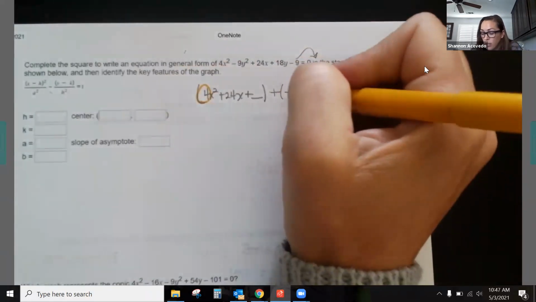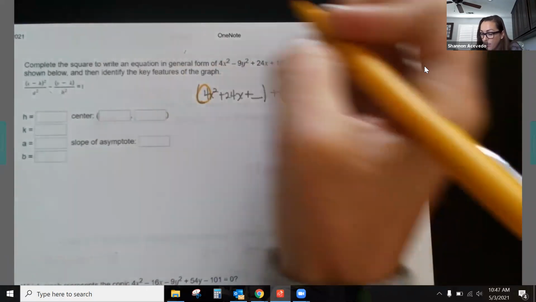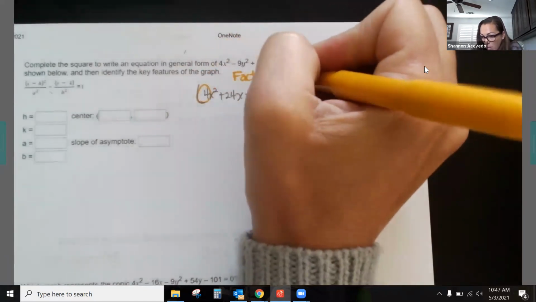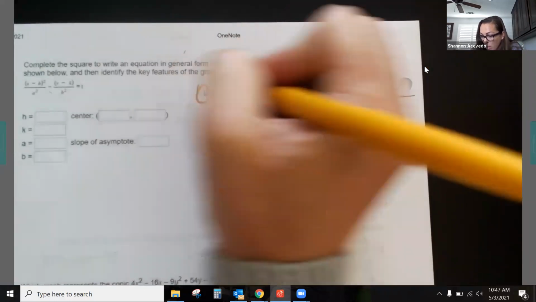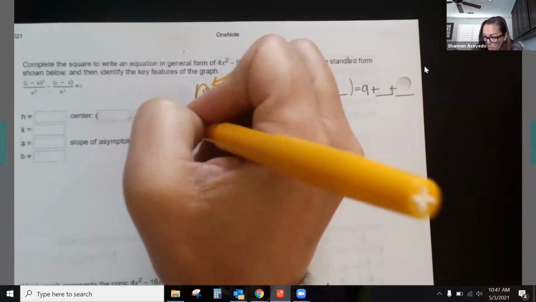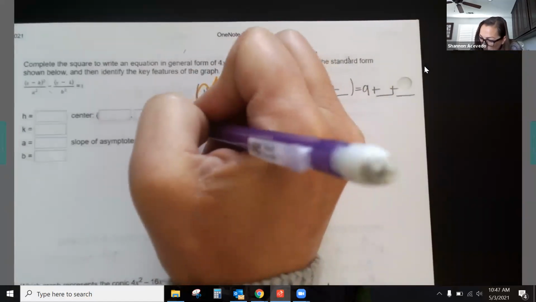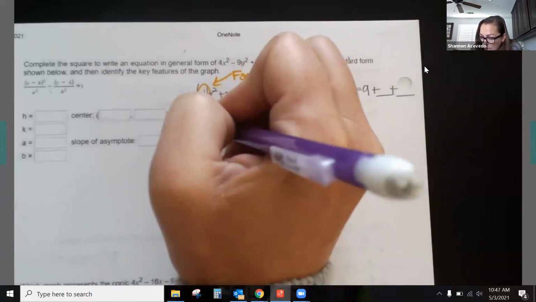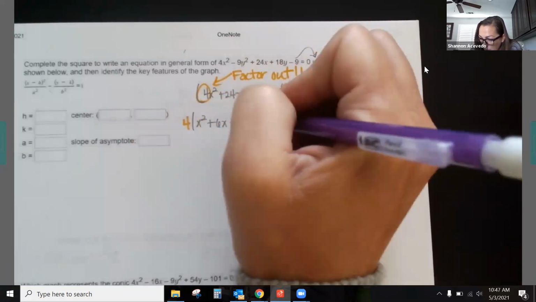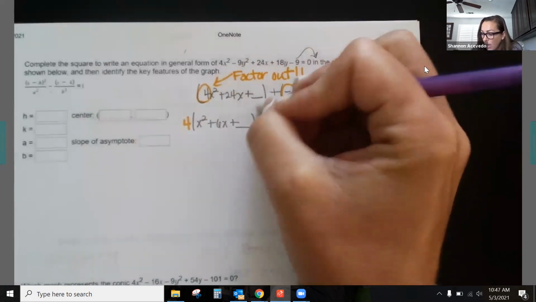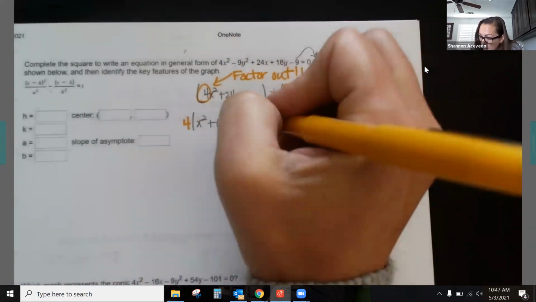All right, so again, we have values that are not equal to 1 for my coefficients. I have a 4, and I have a negative 9. So we're going to have to factor those out. So I'm going to have to pull out a 4 from here. And when I do that, I'm left with x squared plus 6x plus blank. Plus, I'm going to pull out a negative 9. So if I pull out a negative 9, then I'm going to go ahead and write this as minus 9.